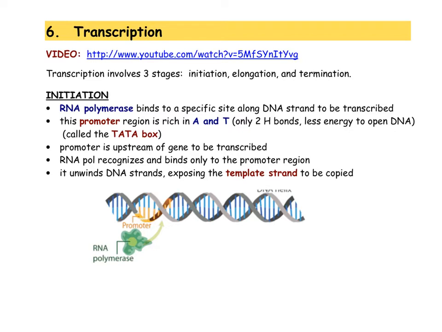So the overall process of transcription involves three basic stages: initiation, elongation, and termination. And I hope to outline each of those for you. So I want us to focus on this diagram that's at the bottom here. So let's just orient ourselves for a minute.